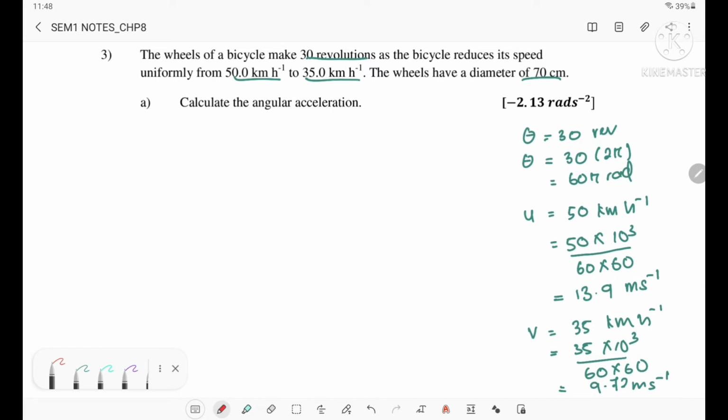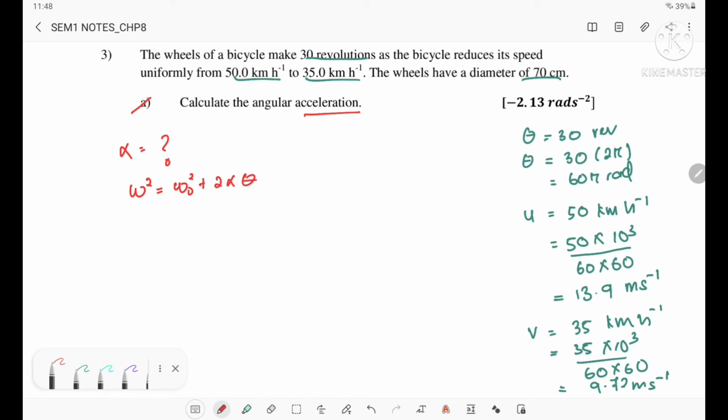And we calculate the angular acceleration alpha. So for question A, alpha, we're going to use the equation of omega squared equal to omega naught squared plus 2 alpha theta.